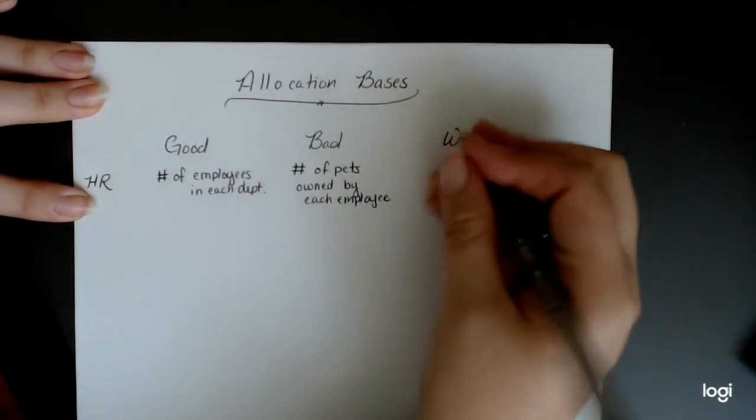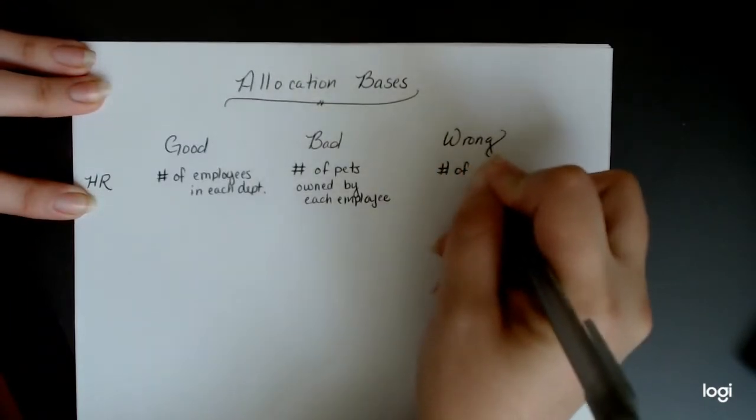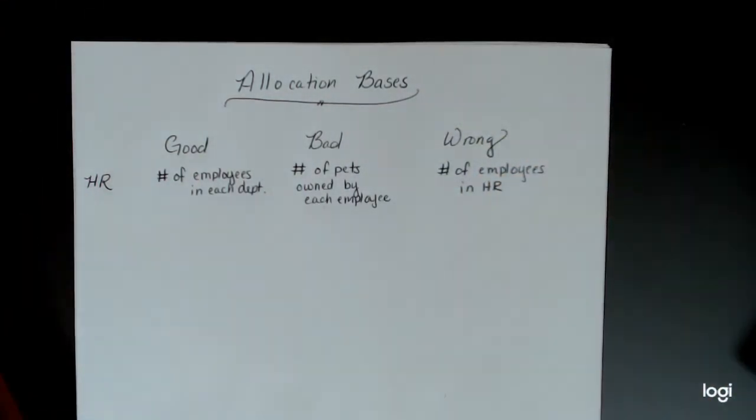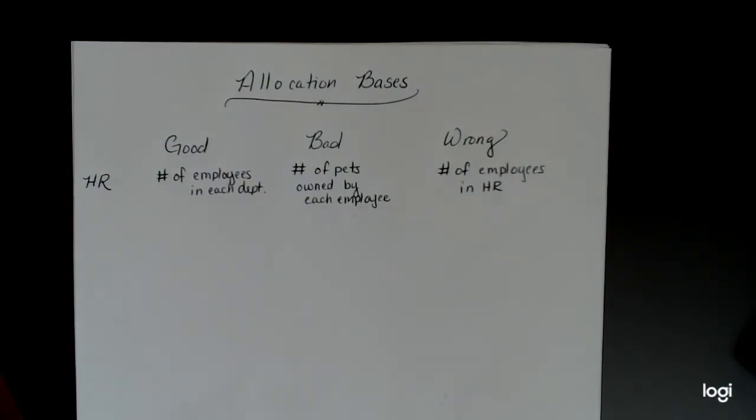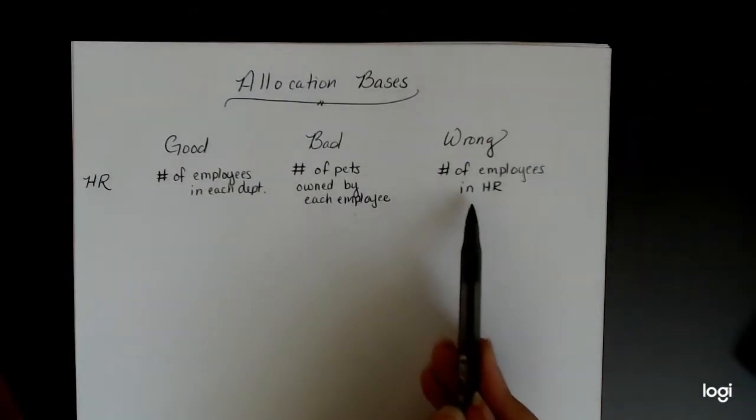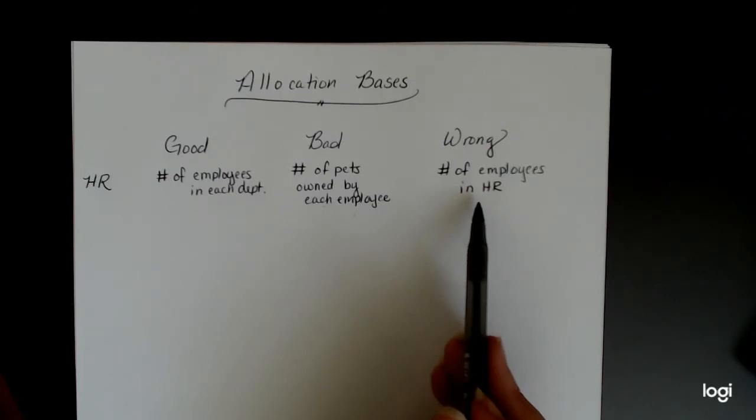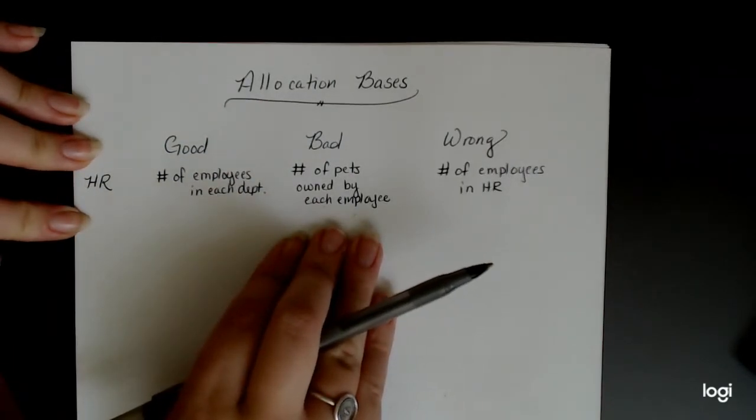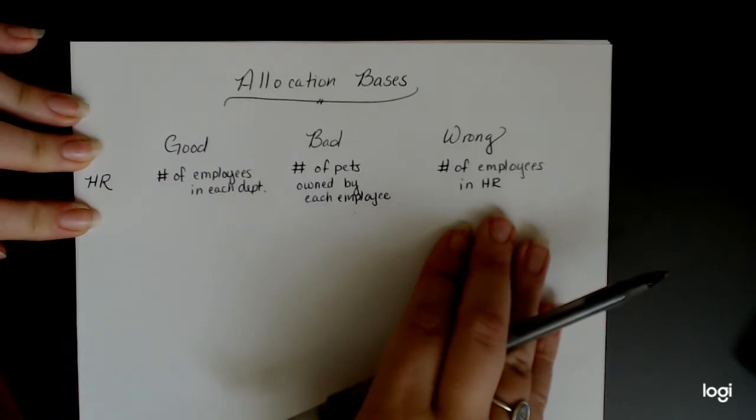Now, a wrong allocation base is if you said number of employees in HR. If you wrote number of employees in HR, that doesn't allocate anything. That literally brings back all of HR's costs right back to HR. Remember, the point of allocation is to allocate those costs amongst different departments. So if you said number of employees in HR, I'd say, okay, let's say there's 10 employees in HR. Okay, 10 out of 10 is 100%, so all of the costs would just go back to HR. That's not the purpose of allocation. So if we were saying the number of employees in each department, good, that's great. Number of pets owned by employees, not a great one, but we can do it. Number of employees in HR, wrong. We cannot allocate using that.